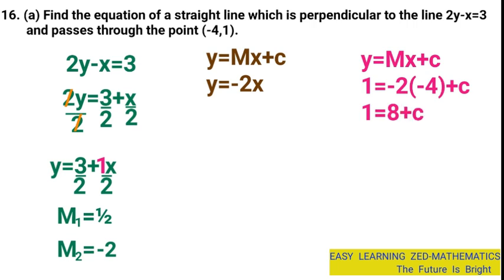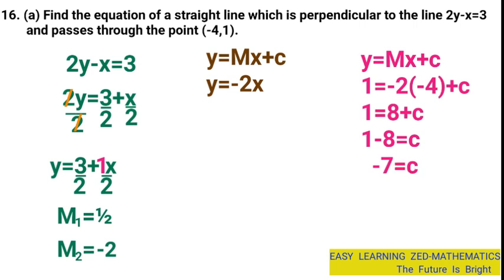Then we're going to put like terms together. So I'm going to write 1, then the 8 will cross the equal sign and come to where 1 is, so it will become a negative. So 1 minus 8 is equal to c. When we subtract 8 from 1, we get negative 7, which is equal to c. Now we have found the value of c.